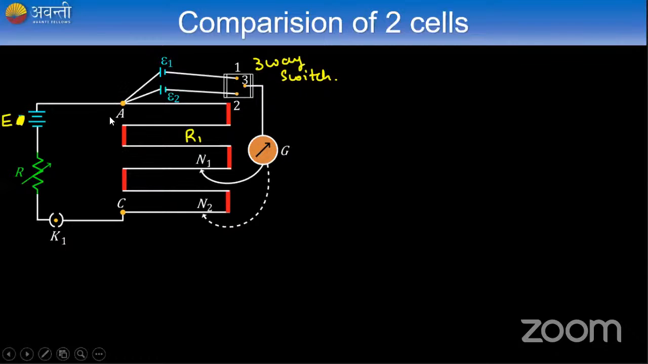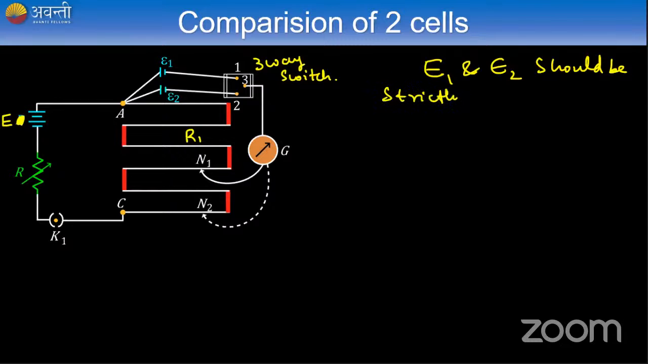So what we did at point A, we connected two EMFs to compare. In this application, we are going to compare two EMF cells, epsilon 1 and epsilon 2. Here we have a condition: epsilon 1 and epsilon 2 should be strictly less than E. Guys, are you getting this?